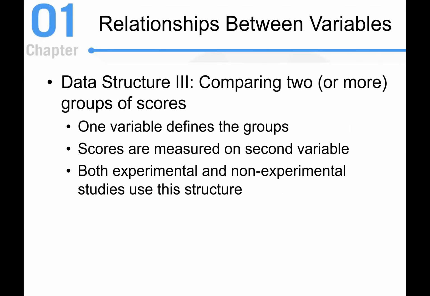There's a third data structure, if we're comparing two or more groups of scores. The setup for this one is that one variable is going to define the groups, and the scores are measured on a second variable. The third part of this is that both experimental and non-experimental studies use this particular kind of structure.